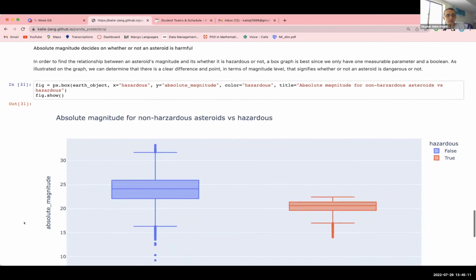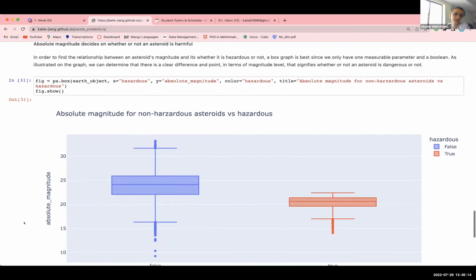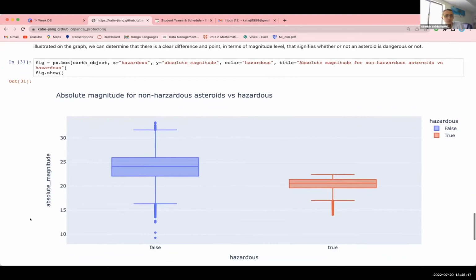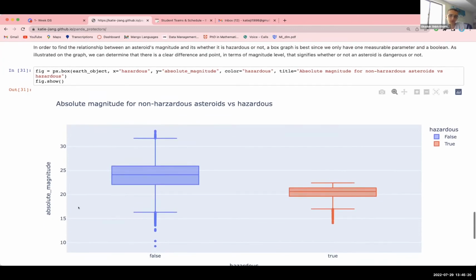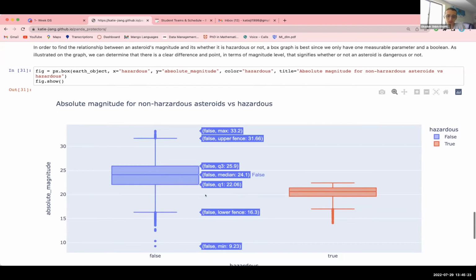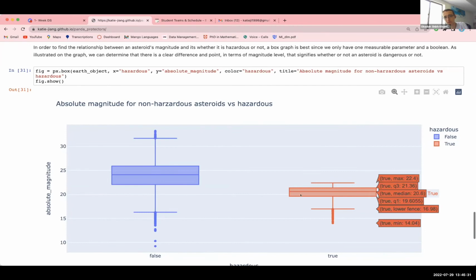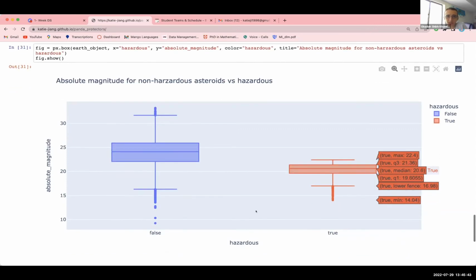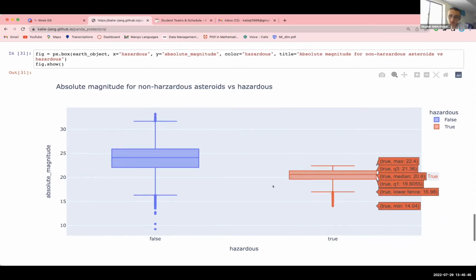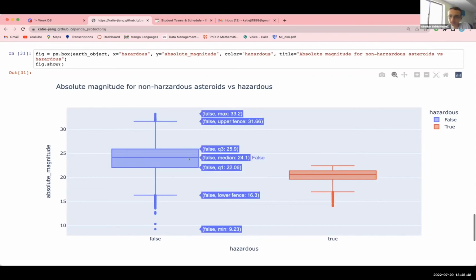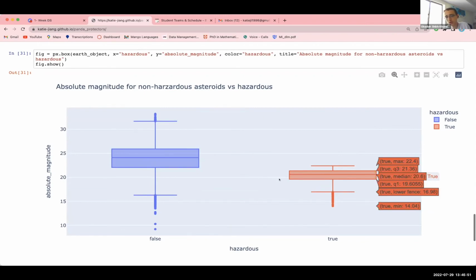After testing our hypothesis about the relative velocity and diameter, even after putting them in multiple different graph types, we couldn't really find that much of a result. So we tried the absolute magnitude for each asteroid type. As it turns out, there is somewhat of a difference, not a total difference. There's a sort of breaking point in between each set of asteroids. So we determined that the absolute magnitude would be a determining factor in whether an asteroid would be defined as hazardous or not.